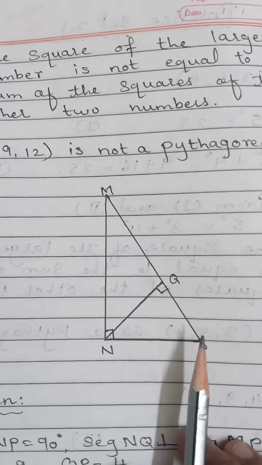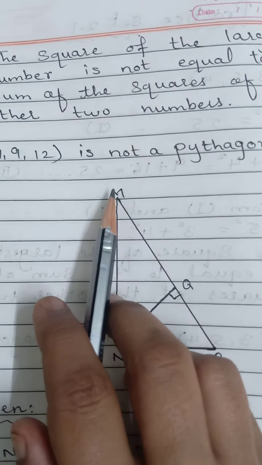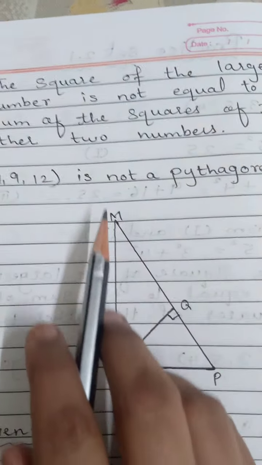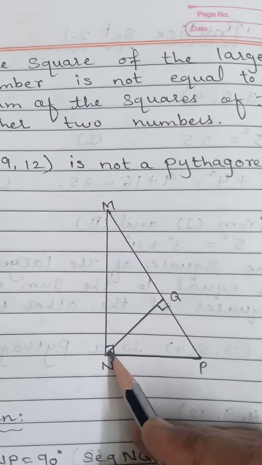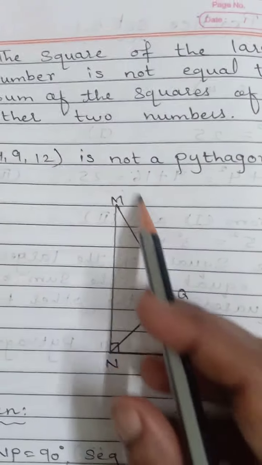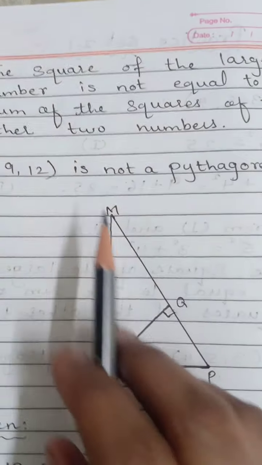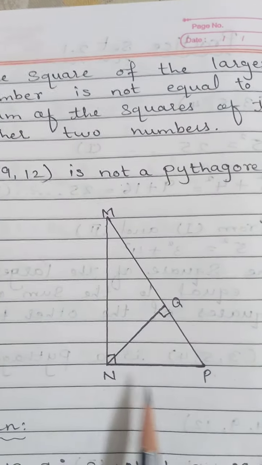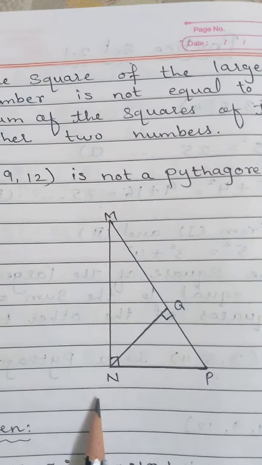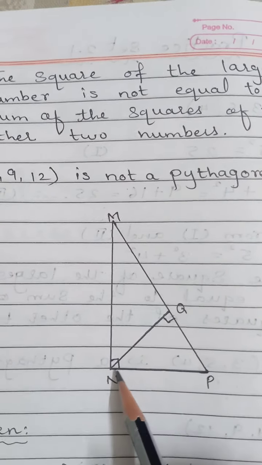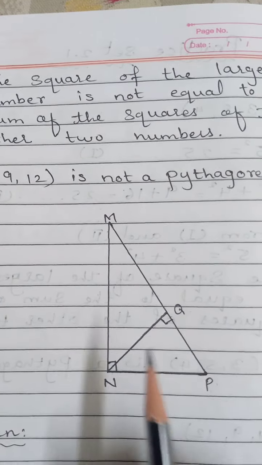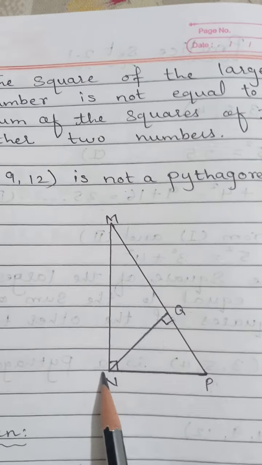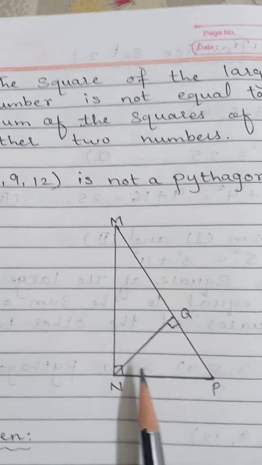In the solution first we will write that in triangle MNP, angle MNP is 90 degree, and from the vertex of 90 degree one perpendicular is drawn on the hypotenuse. So what statement will we write first? In triangle MNP, angle MNP is 90 degree, segment NQ is perpendicular on MP. This is the required condition to apply the geometric mean. If the perpendicular is given on the hypotenuse, then only we can apply the geometric mean.